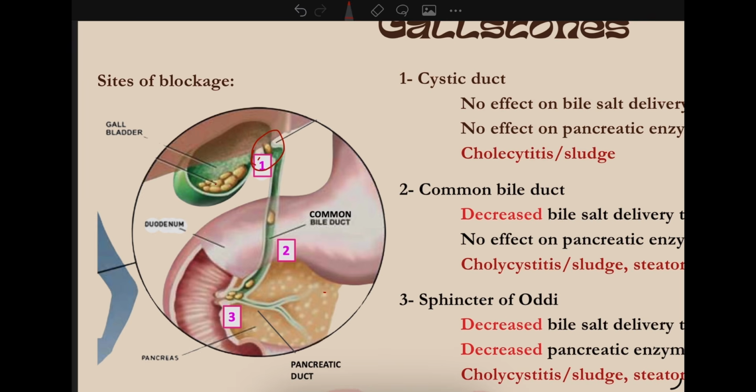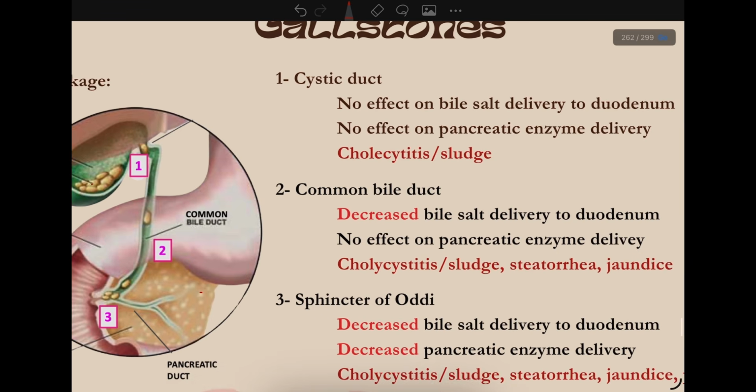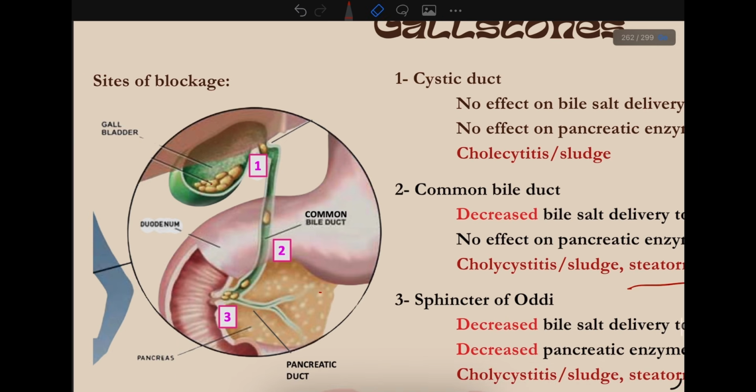Now, what if it blocks the common bile duct? Here. Now comes the problem. Because the liver will try to send the bile. Some of it will go to the gallbladder and all of that. Anyways, when you want to excrete that bile into the duodenum, it will find the blockage. It cannot bypass it. So what will happen? The delivery of bile salts will be decreased, and this causes jaundice. And steatorrhea because you will not reabsorb. You will not digest lipids.